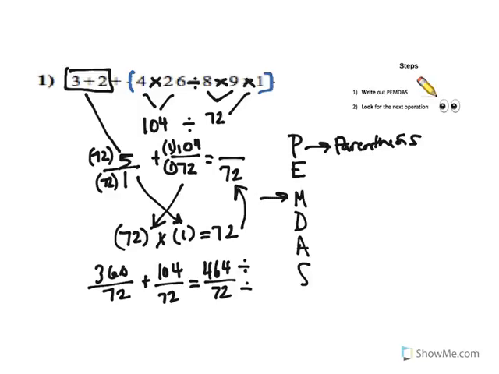I can reduce this by dividing the top and bottom by 2. And it turns out I can actually further reduce this fraction. And I get 58 over 9.